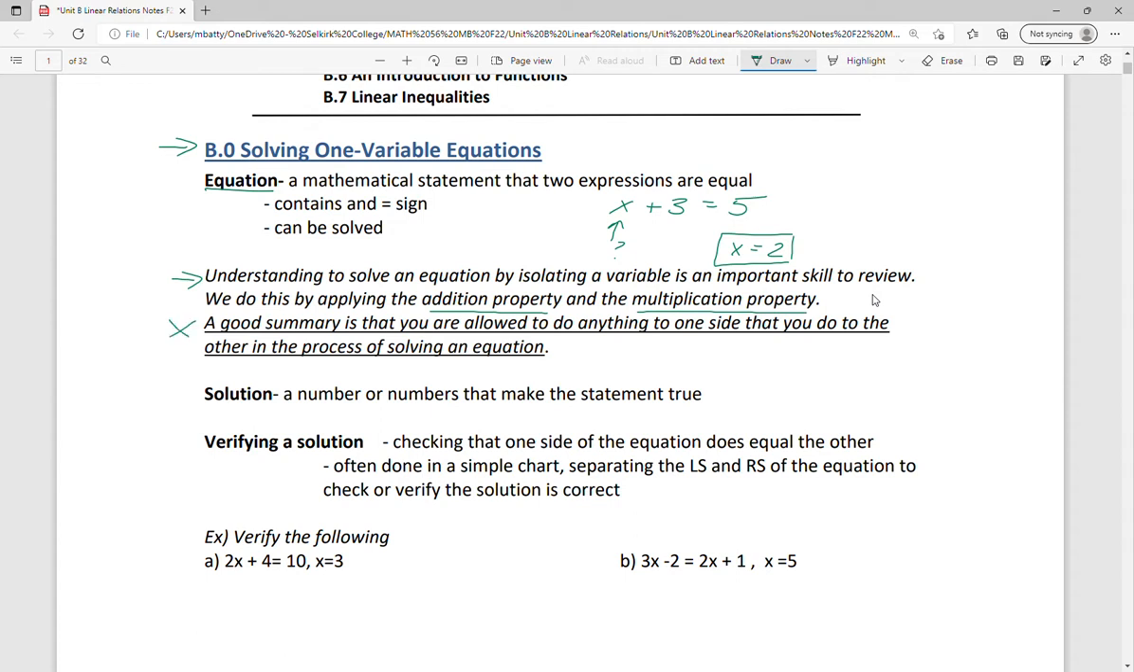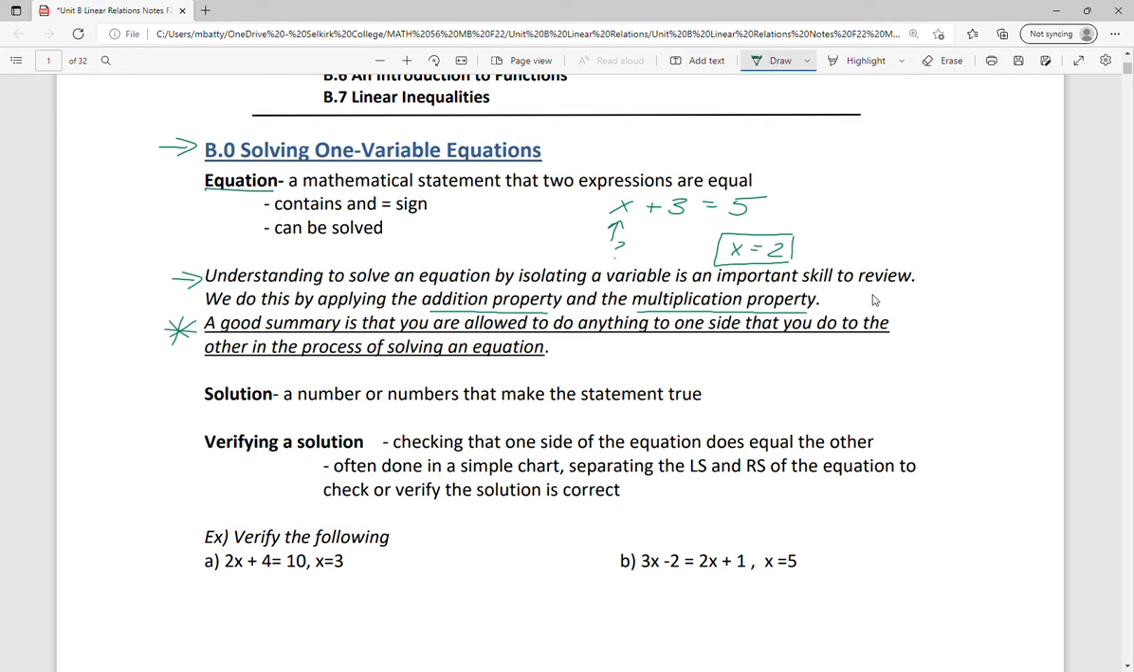A good summary is that anything you do to one side of the equation, you have to do to the other. It's like having two children. You have to treat them equally or people get angry. You can also think of it as a balance, right? If we do something to one side, then we do something to the other.